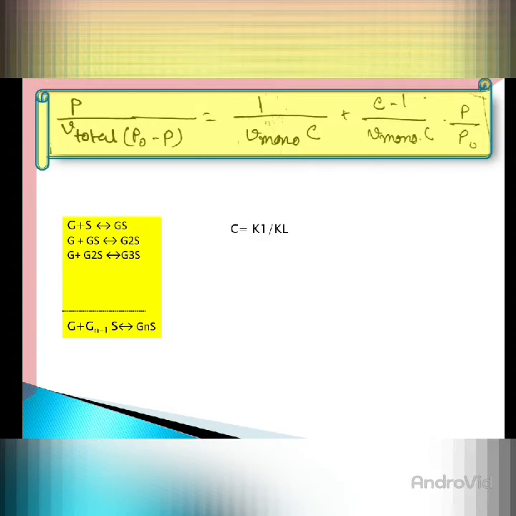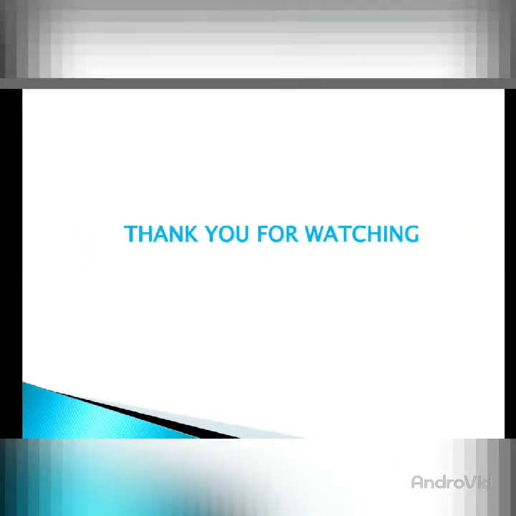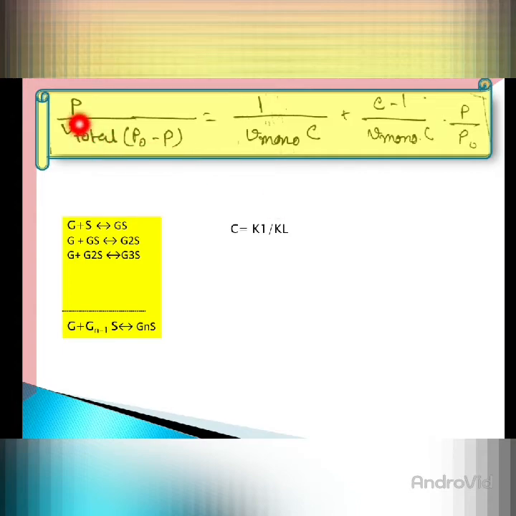Now this is the equation for the Langmuir adsorption isotherm. For the Langmuir isotherm, the equation was theta is equal to Kp by 1 plus Kp, or you can replace theta by V by V mono. And this is the equation of the BET adsorption isotherm. This is a complicated equation compared to the Langmuir adsorption isotherm.